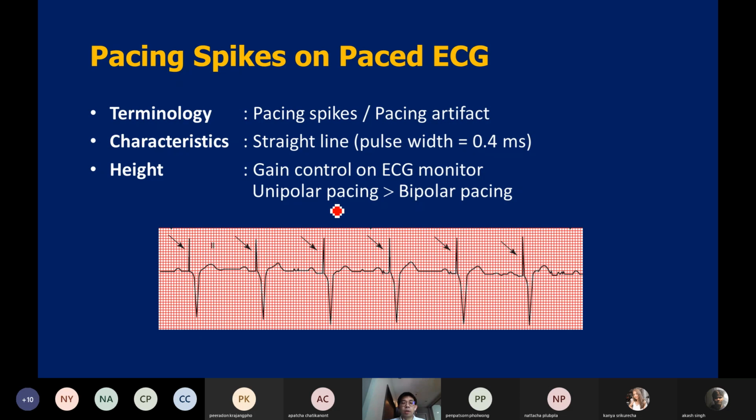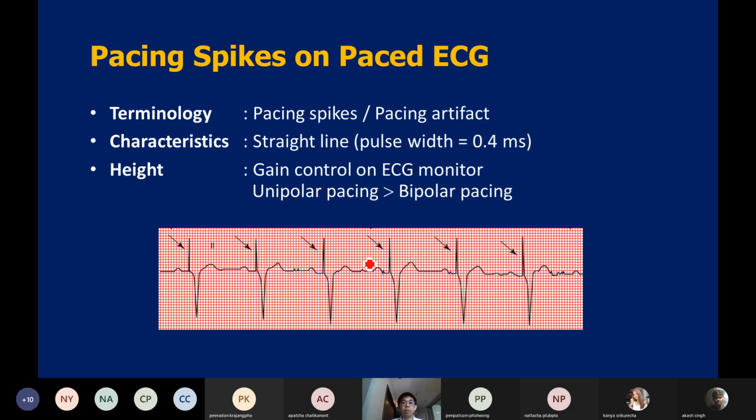In unipolar pacing, the pacing spike is likely to be bigger than in bipolar pacing, because unipolar pacing uses more area of pace. The cathode is in the tip, and the anode is on the pulse generator. So it takes more area of pacing, and that results in a bigger pacing spike.